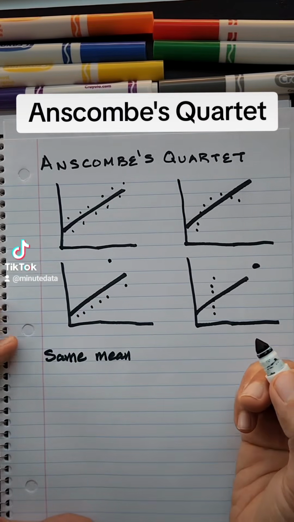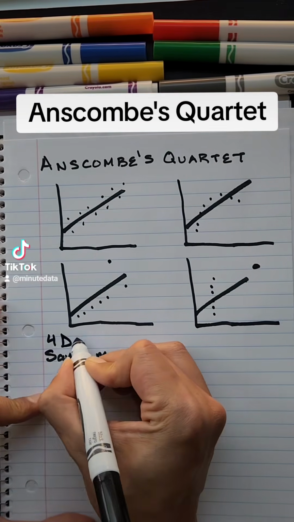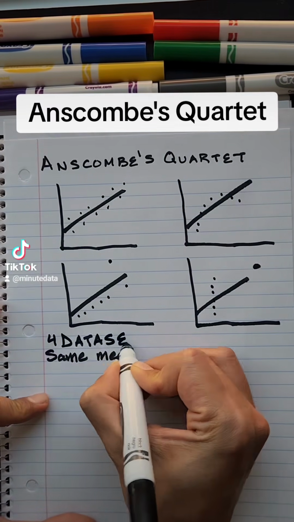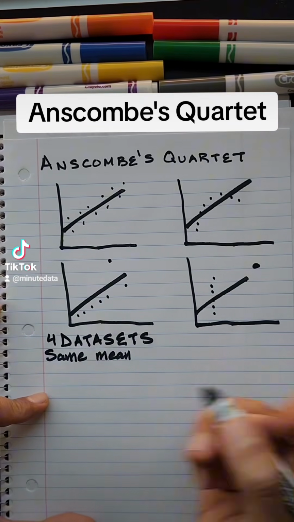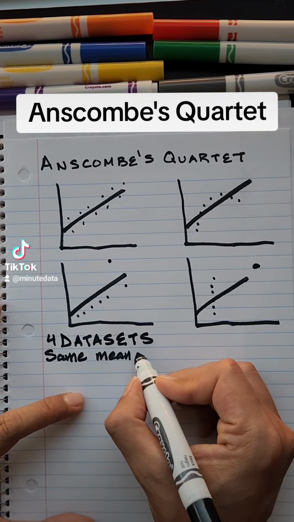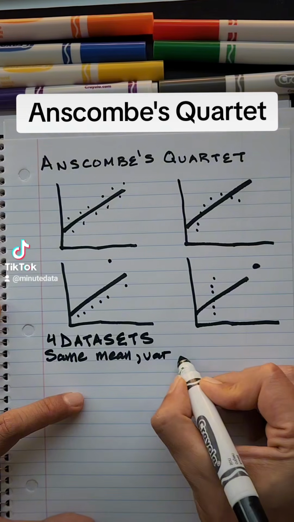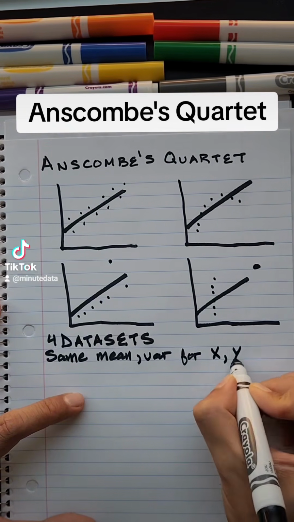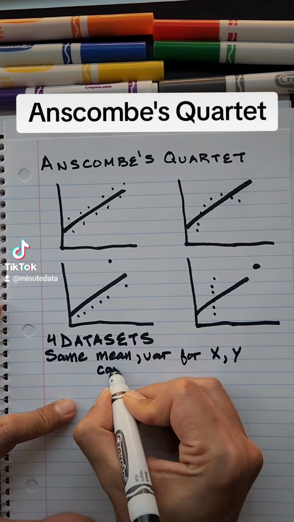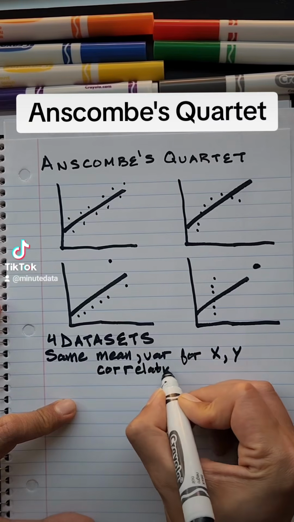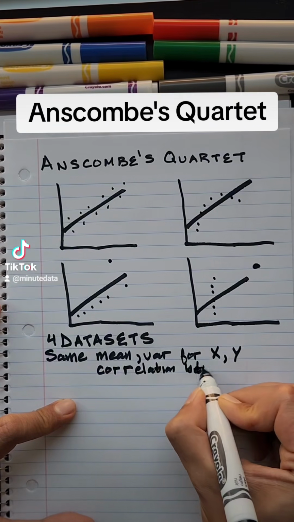Let's learn about Anscombe's Quartet. Let's say you have 4 data sets. And for some numerical data analysis, you find that the 4 data sets have the same mean and variance for both the x variable and the y variable. And the 4 data sets also show the same correlation coefficient between x and y.